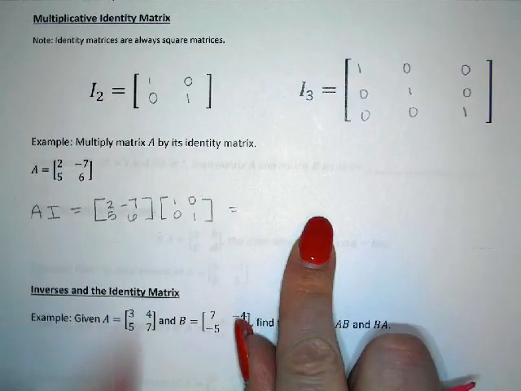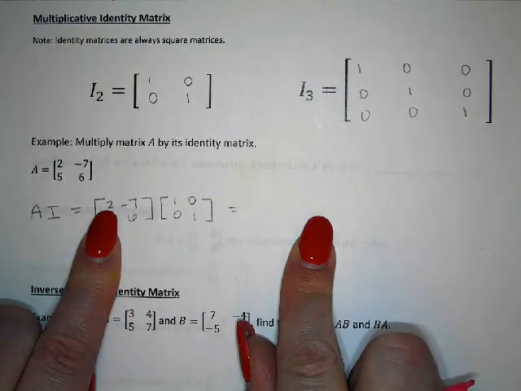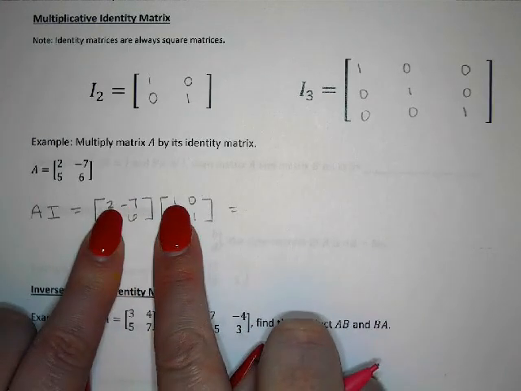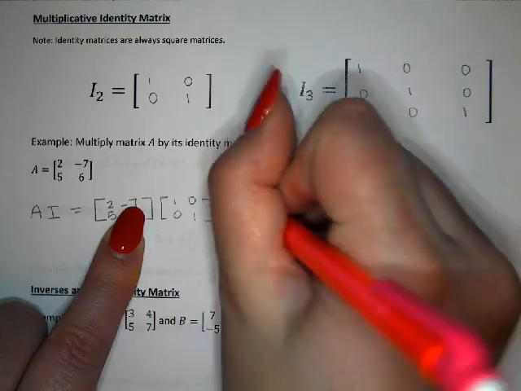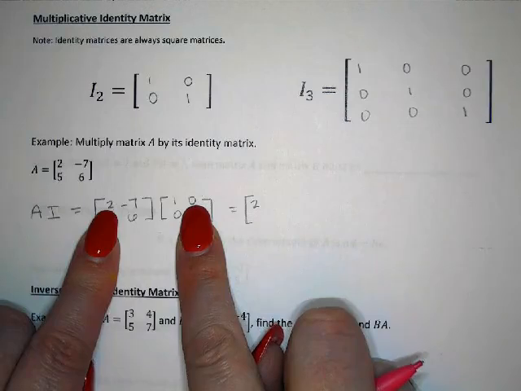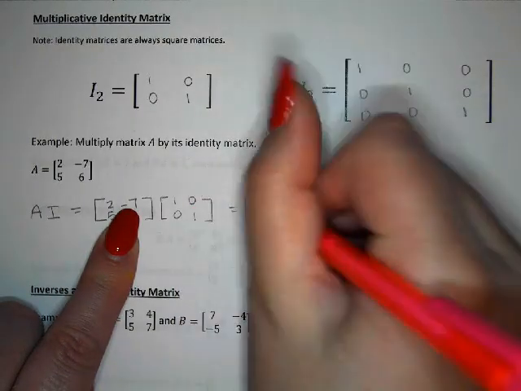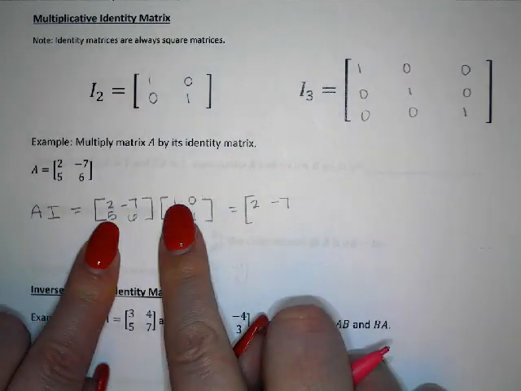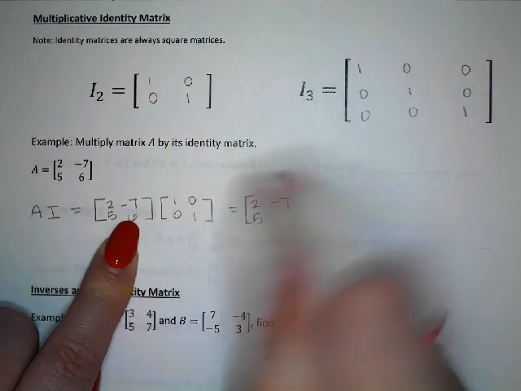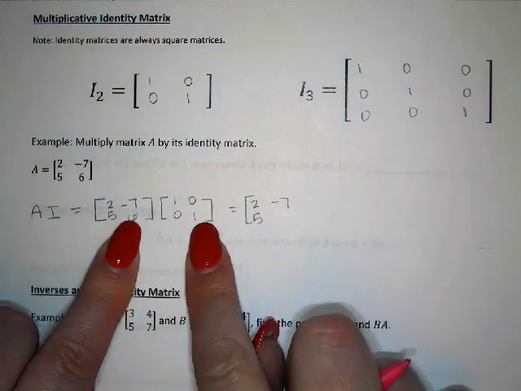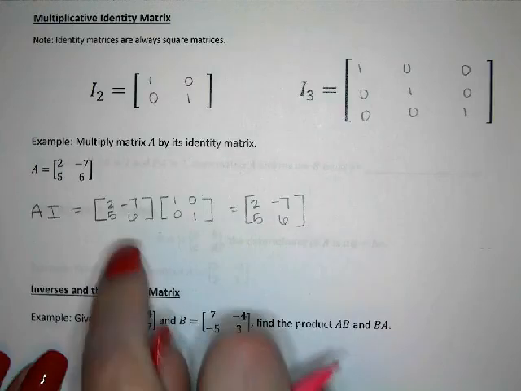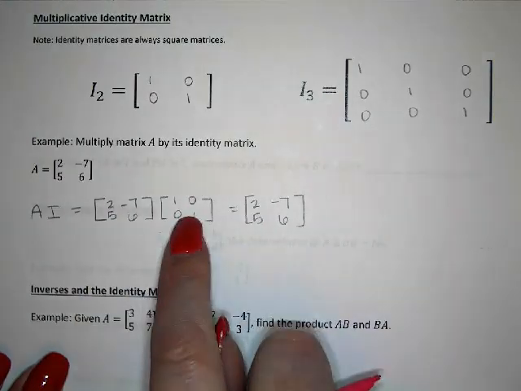Okay, and so when I multiply, my left finger goes across the row, my right finger goes down the column. So 2 plus 0 is just 2. 0 minus 7 is just -7. 5 plus 0 is 5. 0 plus 6 is 6. So there you can see, if I take a matrix and multiply it by the identity, I just get the original matrix.